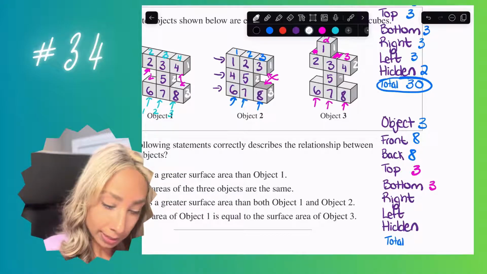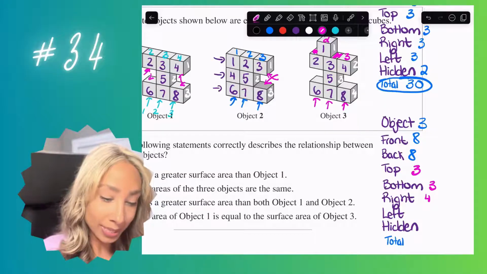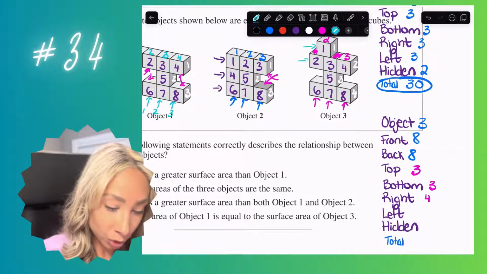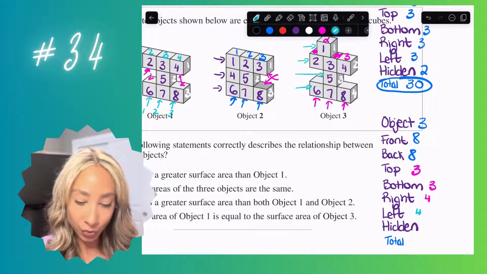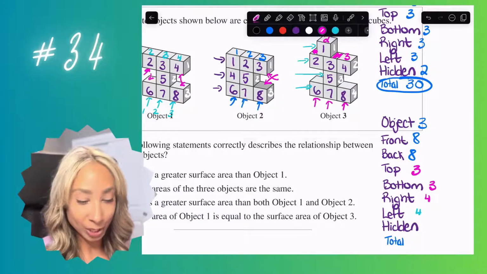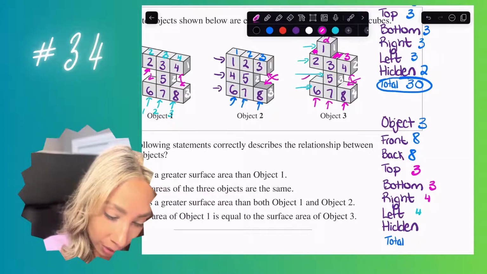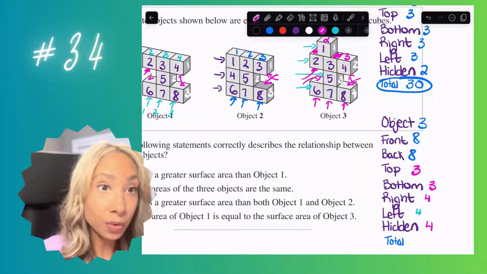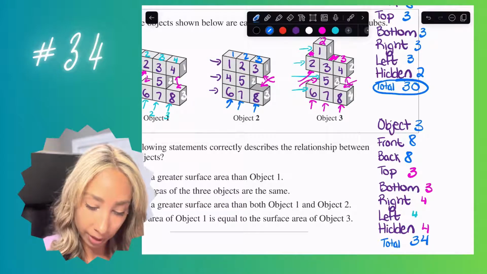For the right, let's count those. Okay, that's going to be 4, which means our left is going to be the same thing. We can double check. So we've got 1, 2, 3, 4. The left is also 4. And then for our hidden portions, let's go ahead and count those. We've got 1 hidden here, 1 there. That's 2, 3, and 4. So all together, this is going to add up to 34.